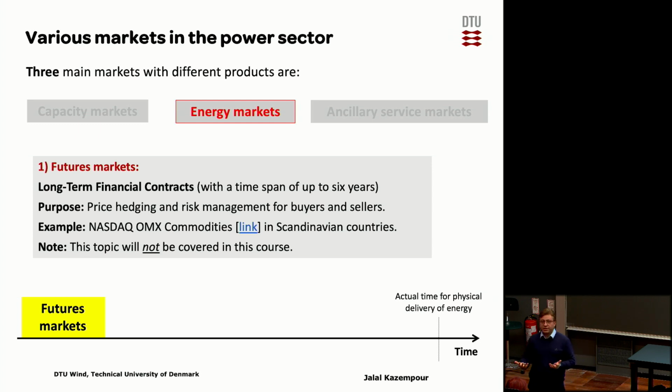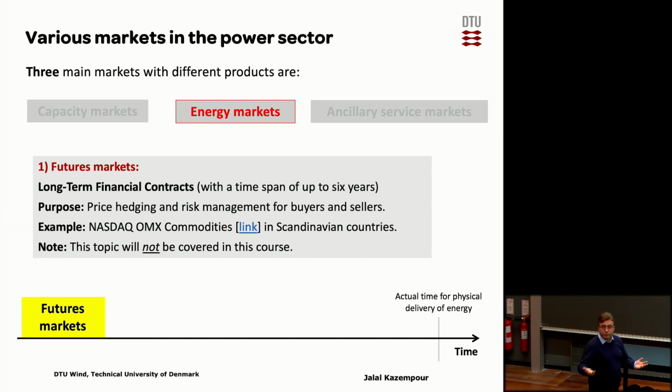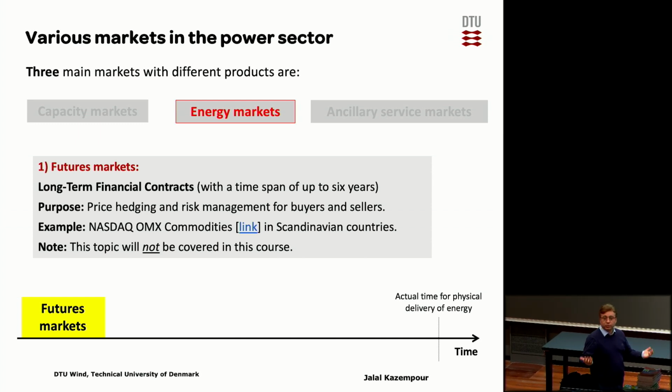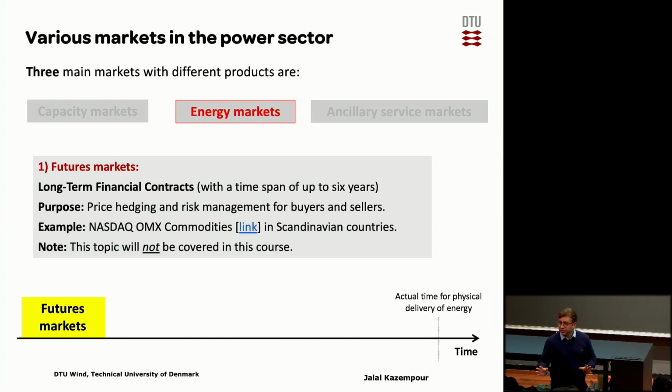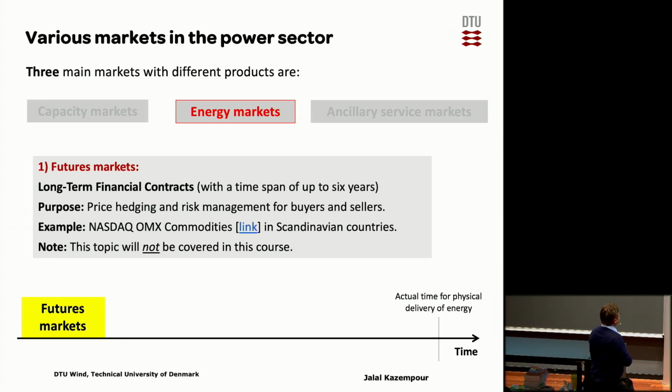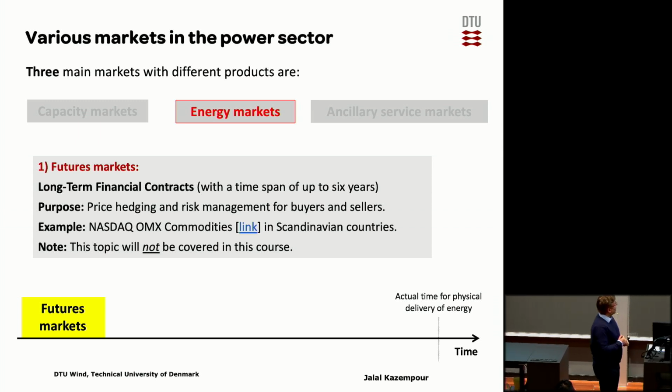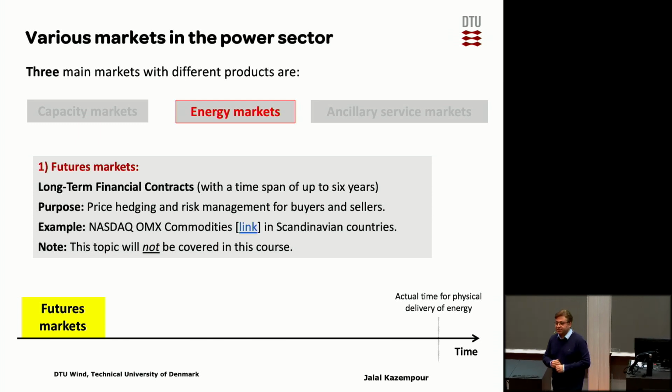It's purely financial contract. And of course, you can buy, and maybe tomorrow you want to sell it back. Or you may want to buy more. Clear? What is the purpose? It's price hedging and risk management for buyers and sellers.